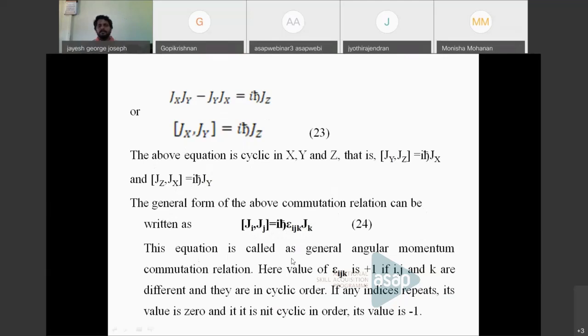And this equation is called the general angular momentum commutation relation. Here, the value of epsilon ijk is +1 if i, j and k are different and they are in cyclic order. If any index repeats, its value is 0. And if the order is not cyclic in nature, that is, not cyclic in order, its value is -1.